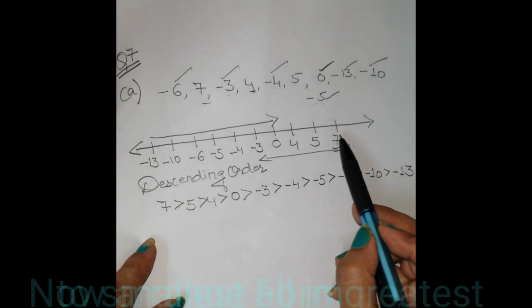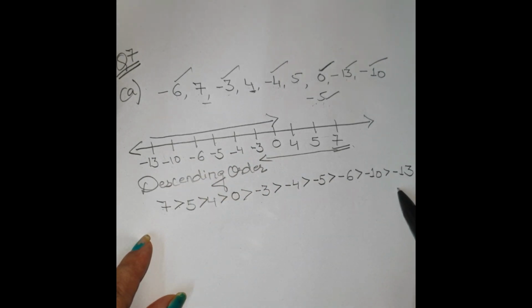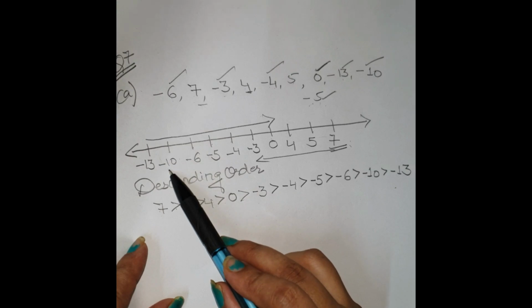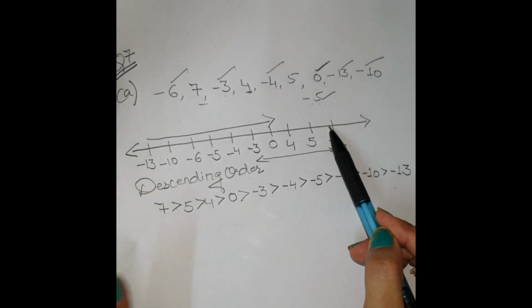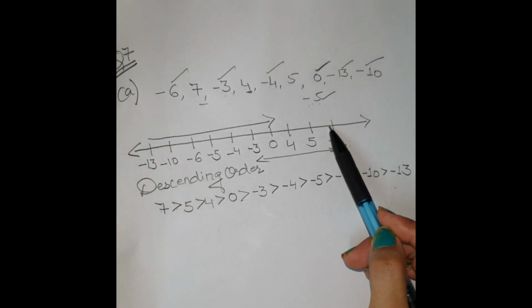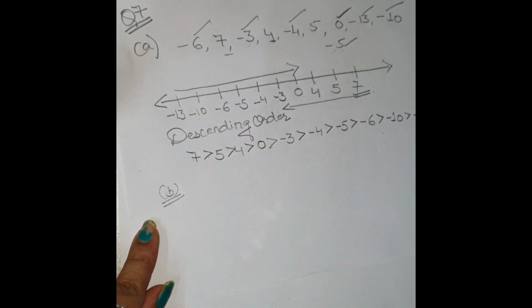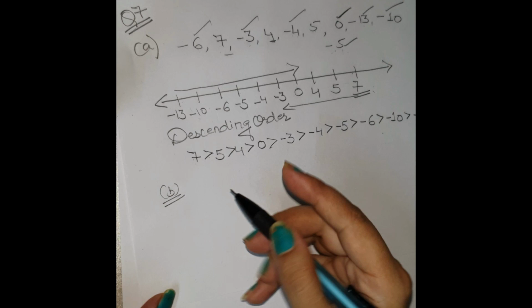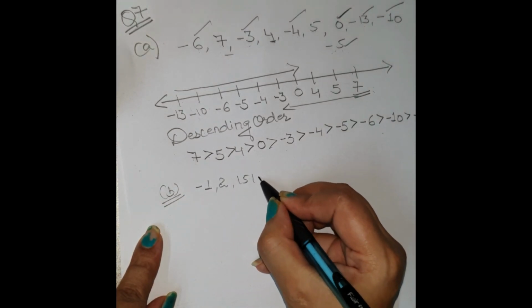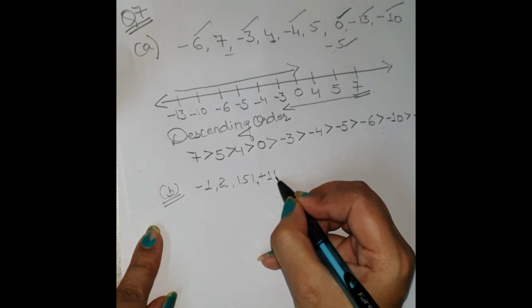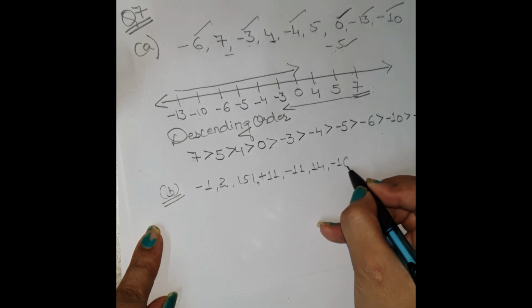So see, all the numbers which are there on the number line are arranged here in descending order. From back side to front side you have to move to arrange it into descending order, and from front side to back side you have to move to arrange it into ascending order. So it's very simple. One more part I am explaining you here, part B. In part B it is given firstly minus 1, then 2, then 151, then plus 11, minus 11, 14 and then minus 16. Fine.